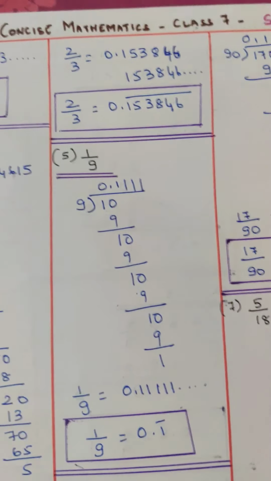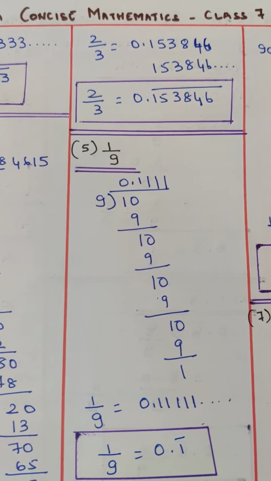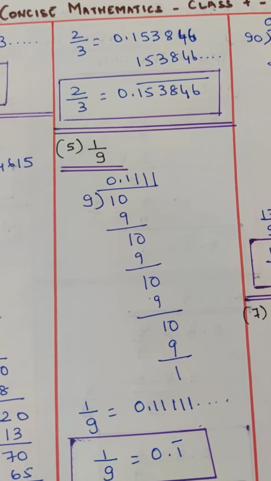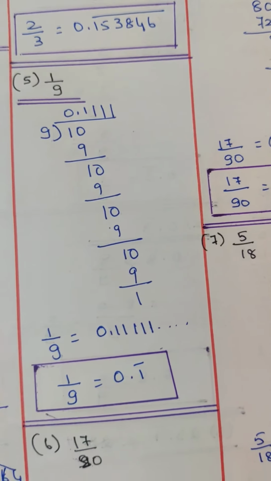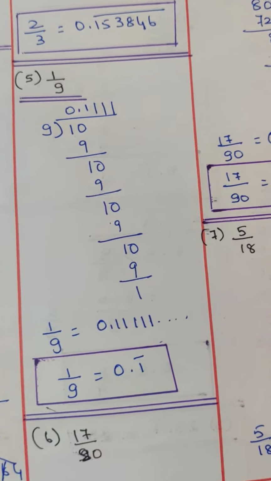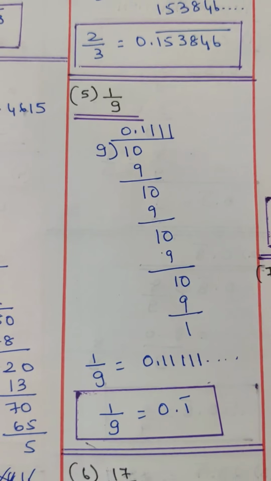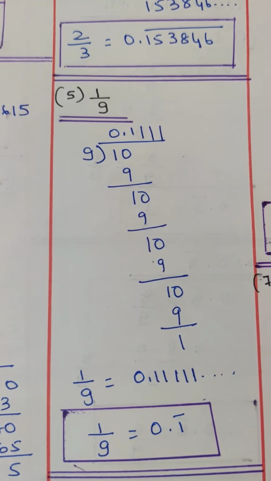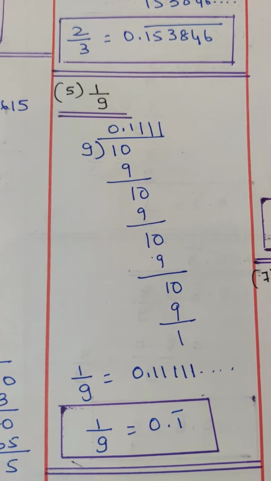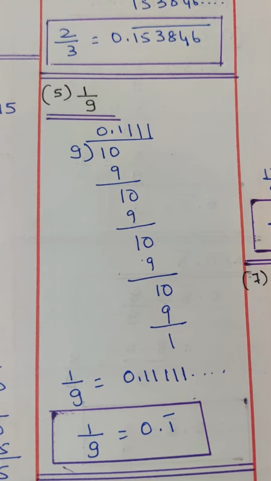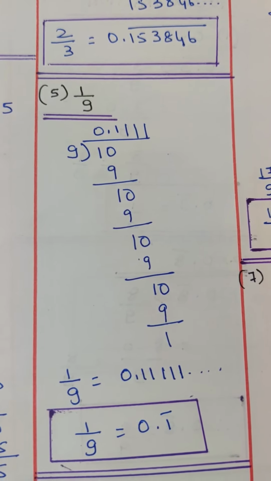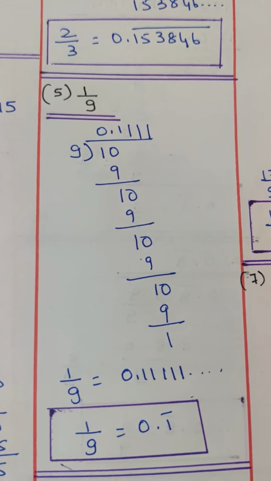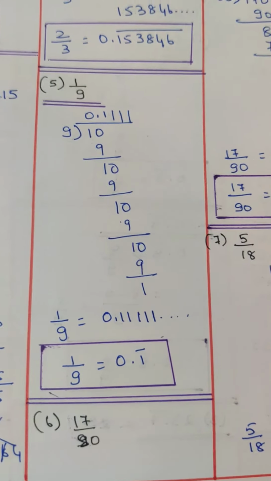Hope this is clear. Now the next one, 1 by 9. It becomes 10 after you put a point. 9 ones are 9, 1 is the remainder, and it goes on forever for infinite time. Therefore 1 by 9 is equal to 0.1111. Therefore 1 by 9 is equal to 0.1, and I just put a bar on 1. Hope this is clear.